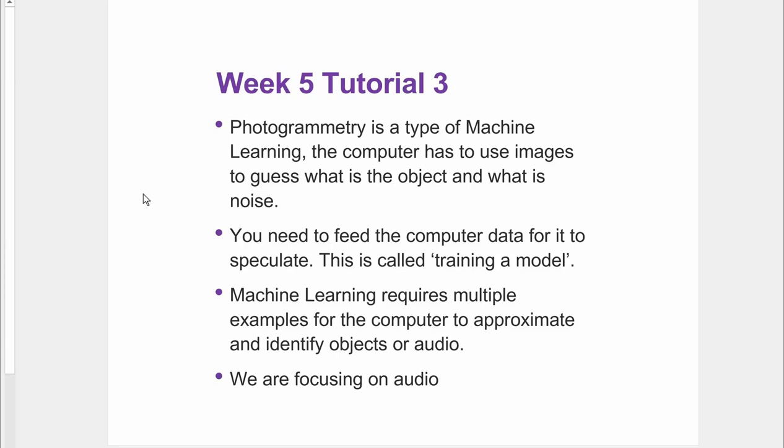If you remember working on photogrammetry last term, it's also a type of machine learning where the computer at that time was using images, and through getting enough images, it could start to discern what was an object and what was background noise. But you need to feed the computer that kind of data in order for it to speculate. Giving it all this data for it to learn is called training a model. Machine learning requires multiple examples for the computer to approximate and identify objects or audio from other things. We're going to be focusing on audio.